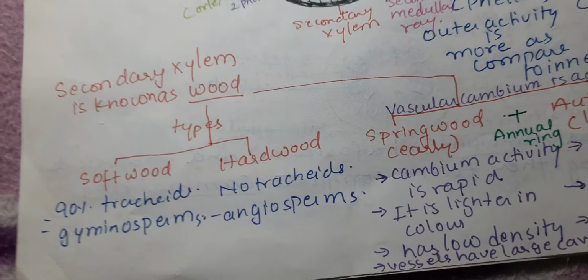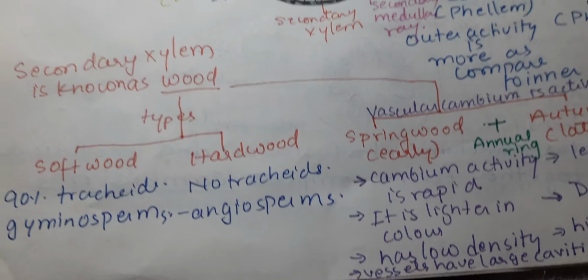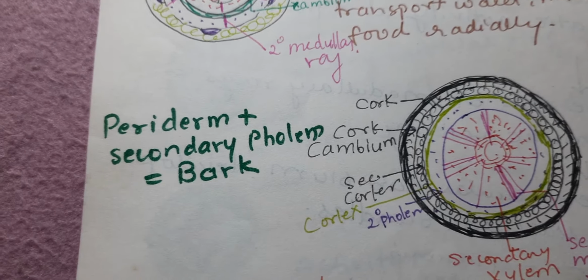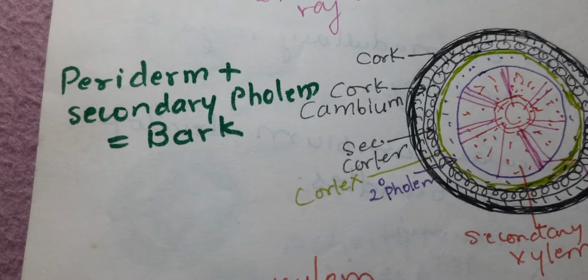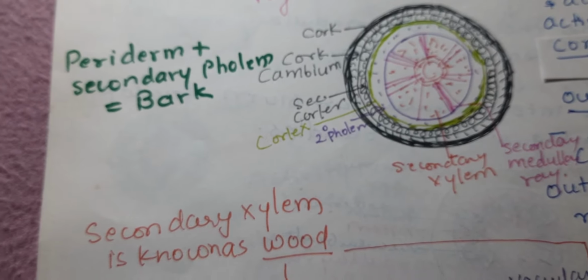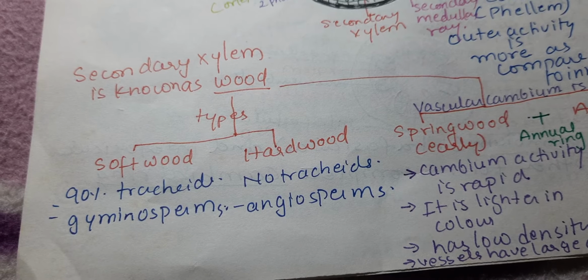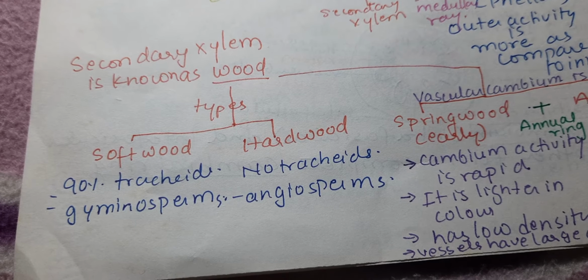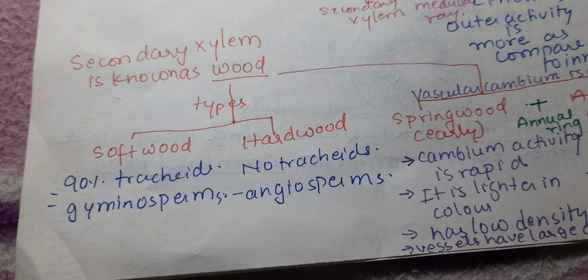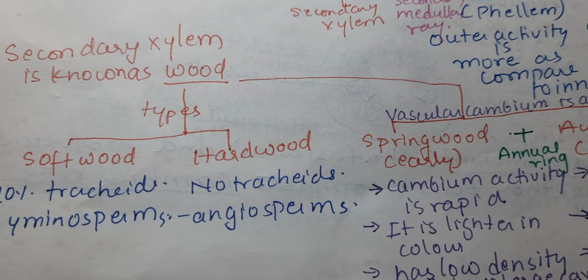Since the xylem is also known as wood, it is of two types. Before that, I'll just discuss that the periderm and secondary phloem form the bark. Secondary phloem is the living structure, whereas the periderm is the cork, and all these are dead structures. So bark consists of living and non-living structures. Now, secondary xylem is known as wood. It is of two types, soft and hard. Soft wood mainly consists of 90% tracheids and is present in gymnosperms, whereas hard wood has no tracheids and is present in angiosperms.